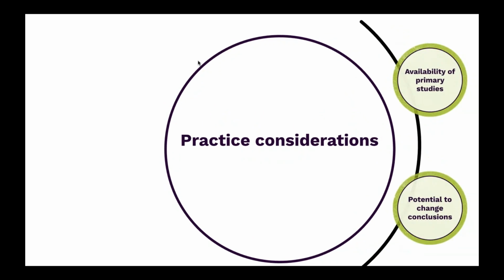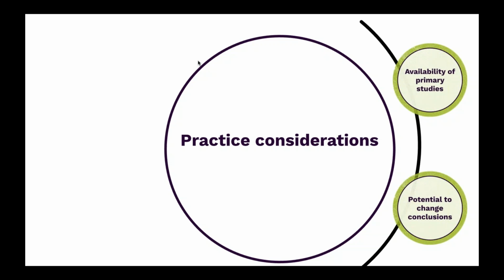So now there are considerations related to practice. Is there availability of primary studies? If we know somehow that there are no studies out there, and we go through the exercise of doing a systematic review, we'll end up with what's called an empty systematic review. This is a reason not to do the systematic review. It's just going to be a waste of time.